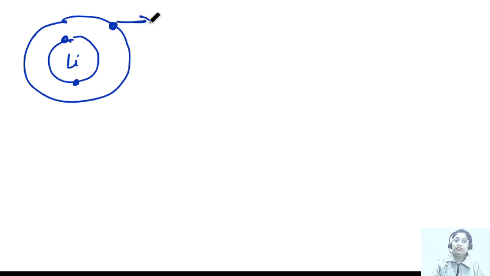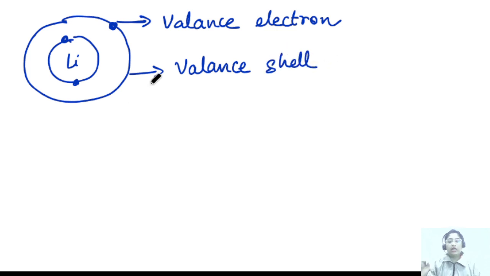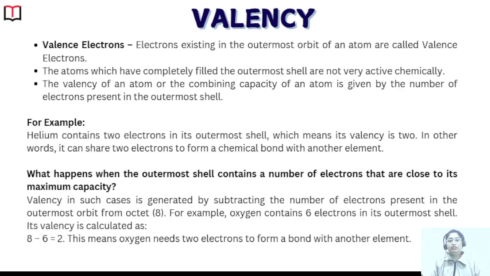Okay, this is called the valence electron, and this shell will be called the valence shell. Okay, the outermost shell is called the valence shell. All right, I hope this is clear to you. So this is only written over here.